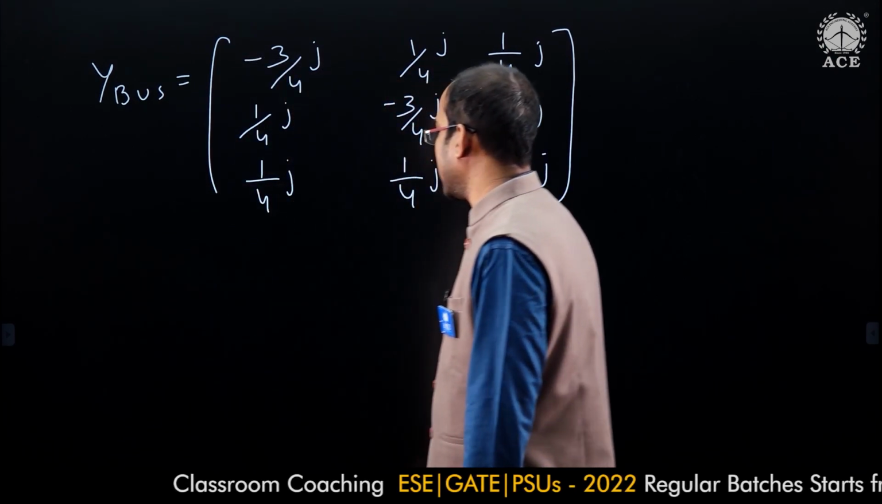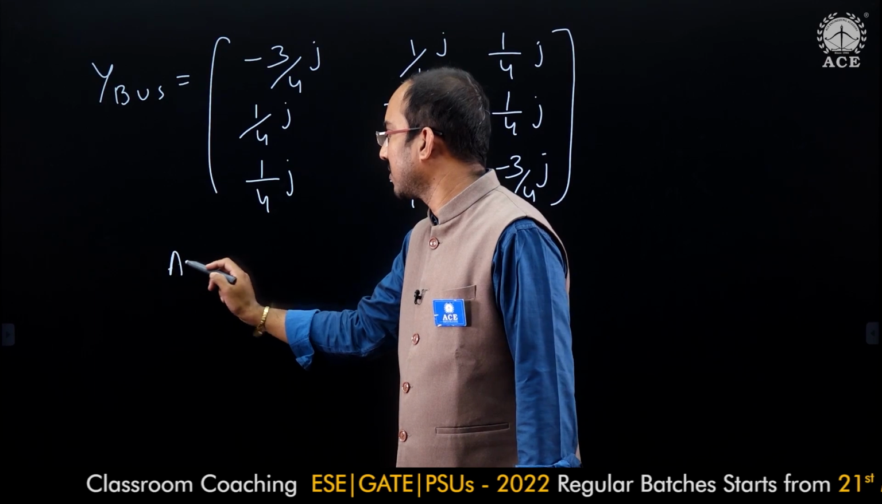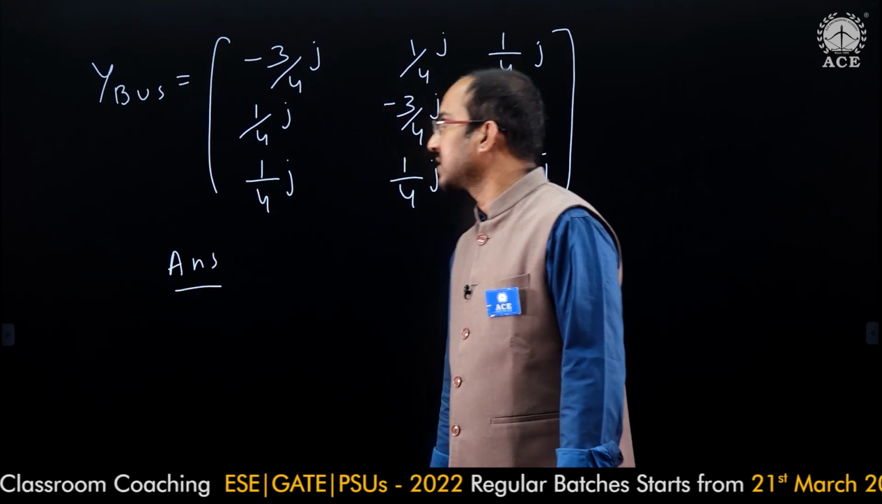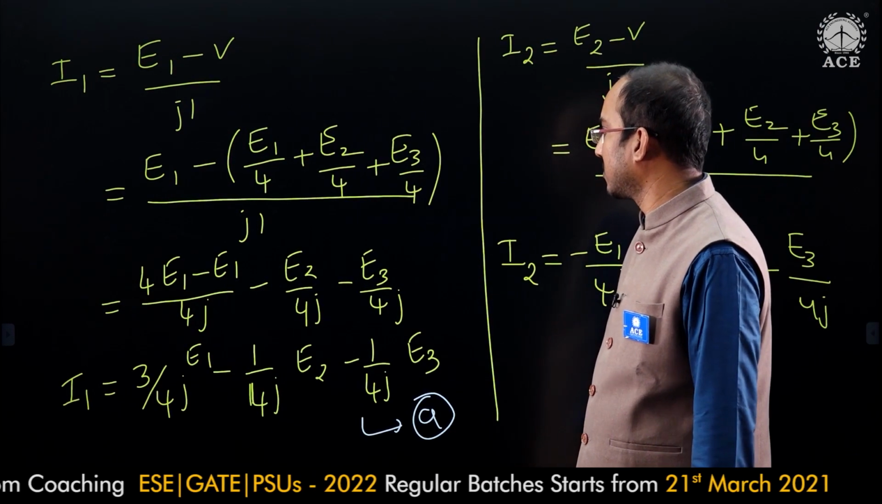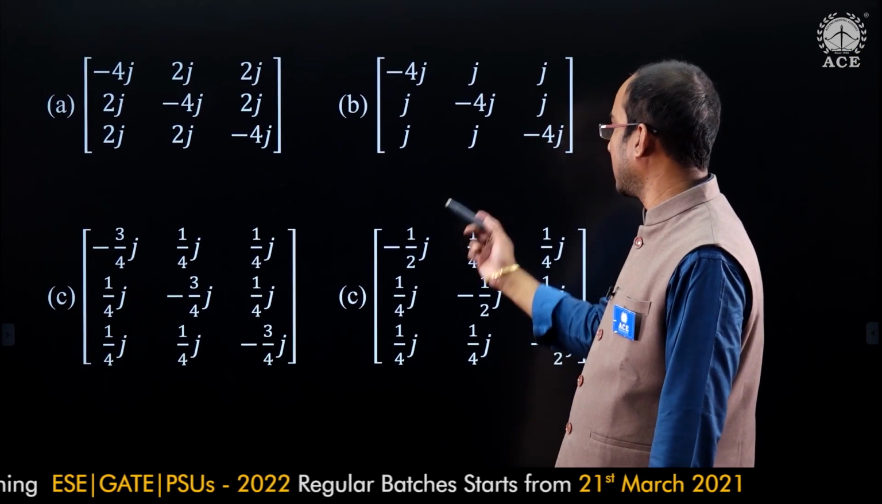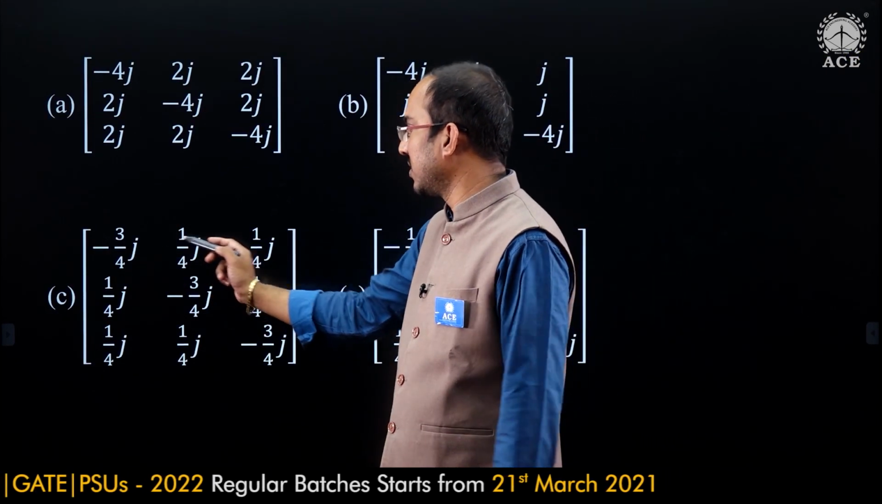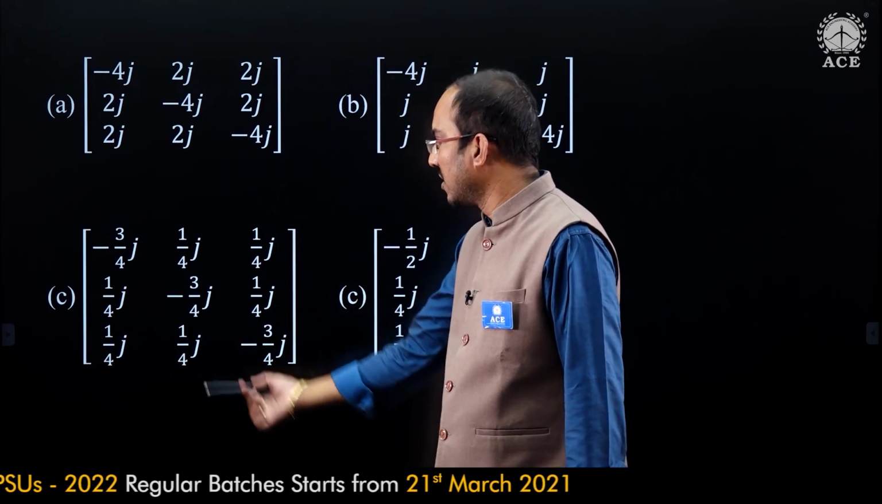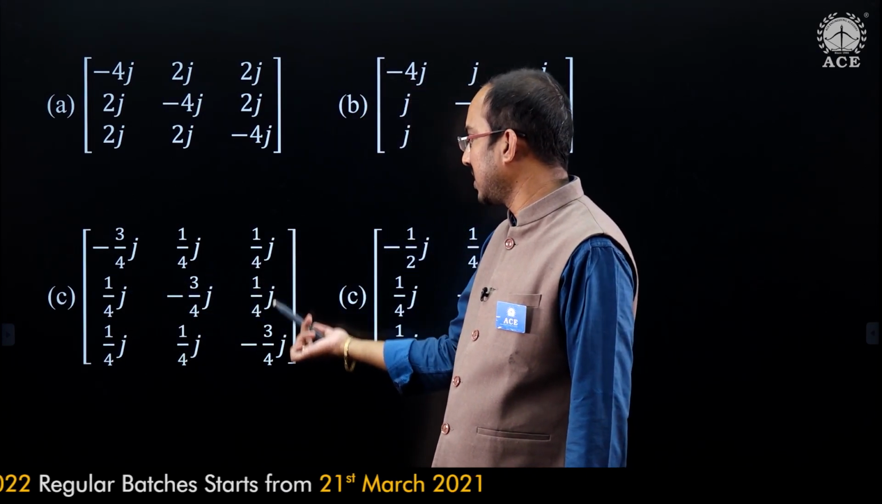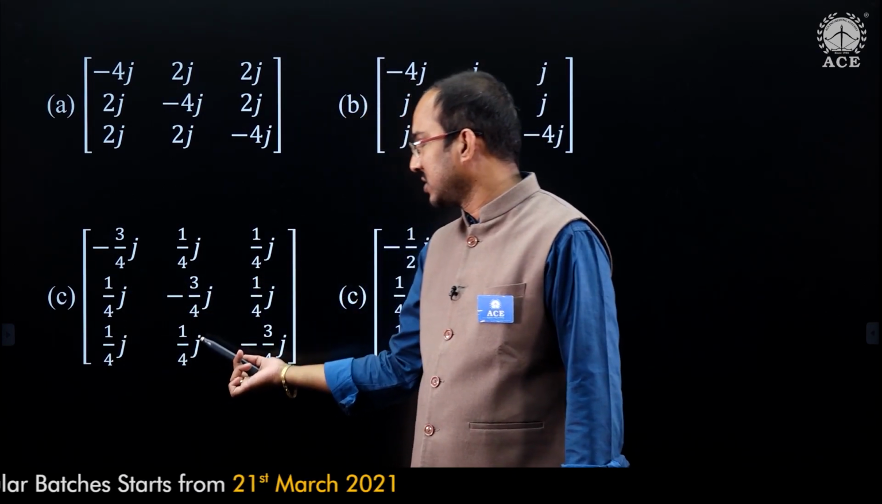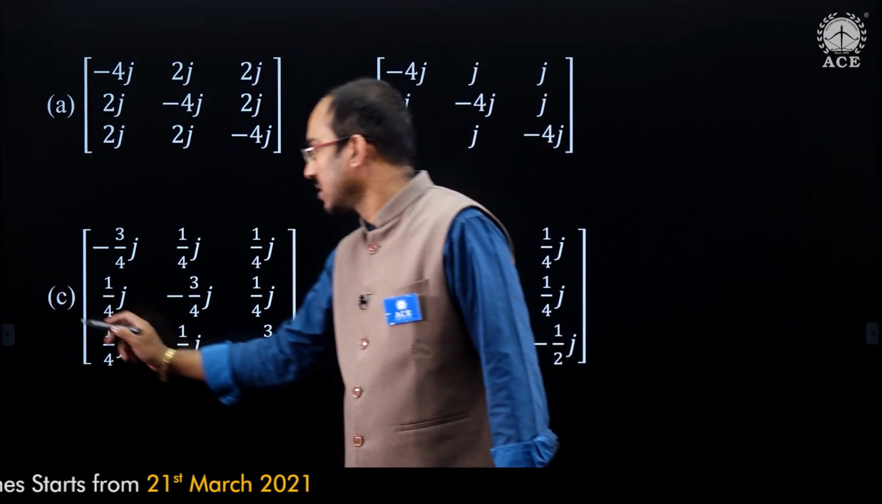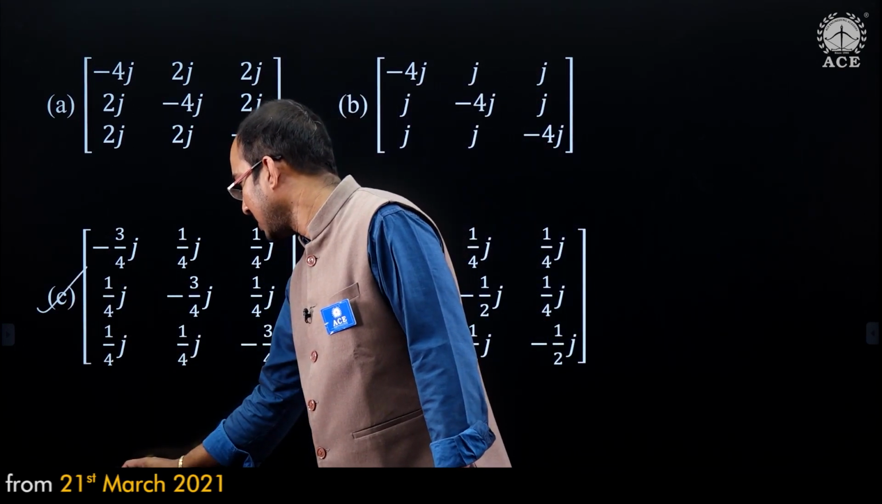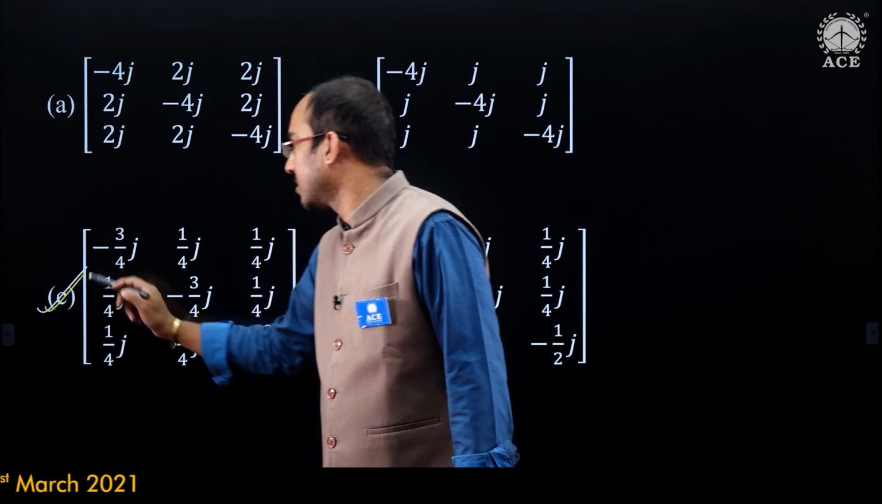So this is the answer for the given question. It is asking to form the Y bus. So here the Y bus is minus 3 by 4j, 1 by 4j, 1 by 4j; 1 by 4j, minus 3 by 4j, 1 by 4j; 1 by 4j, 1 by 4j, and minus 3 by 4j. So the option is C. So C is the right answer.